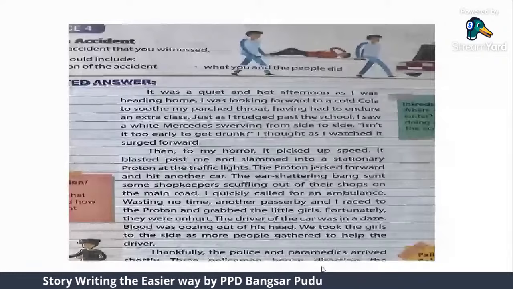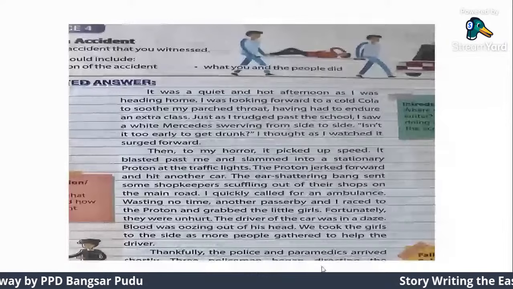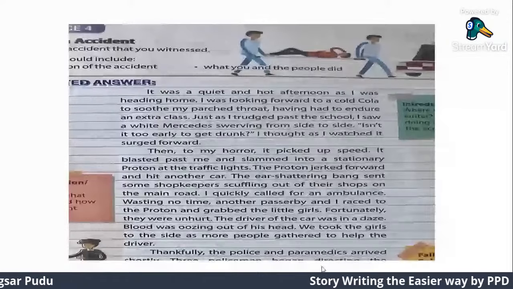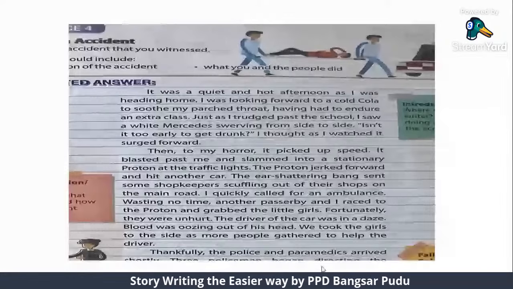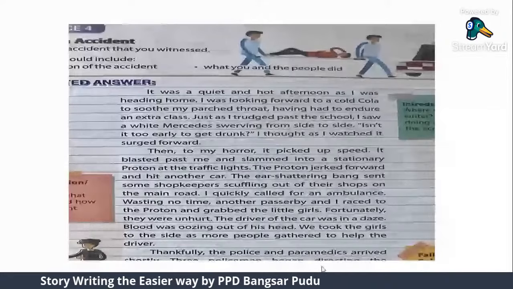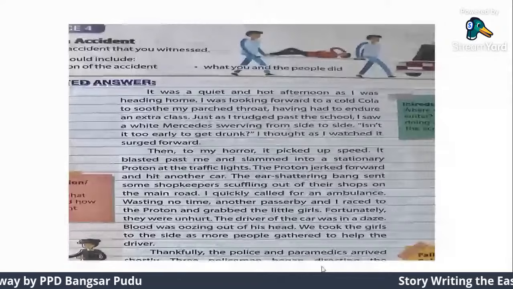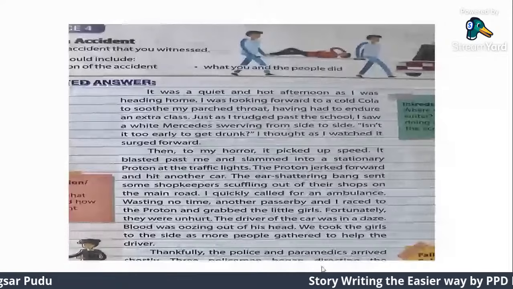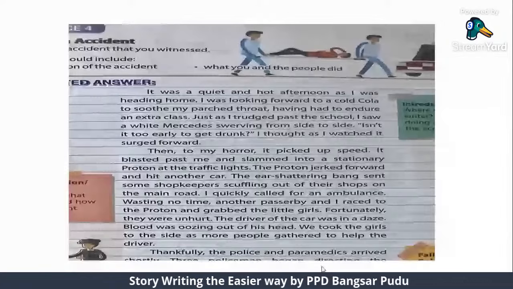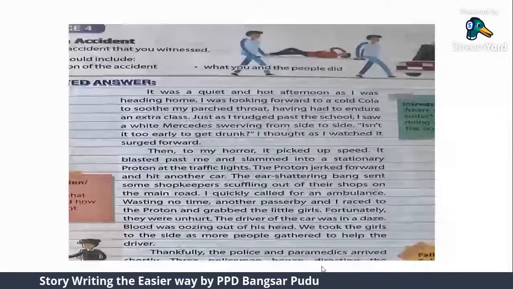It was a quiet and hot afternoon as I was heading home. Very simple, right? But I tell you, this is an A script. I was looking forward to a cold cola to soothe my parched throat, right? Thirsty? Soothe your parched throat. Having had to attend an extra class, or having had to endure. Oh, the word is so strong. Endure. Like now you're enduring an extra class.